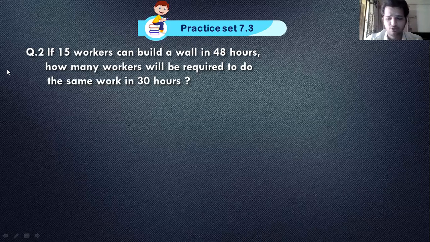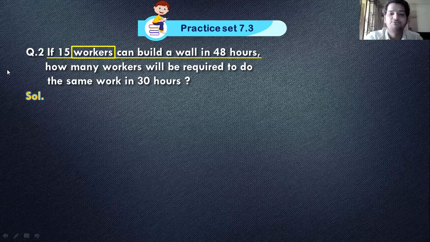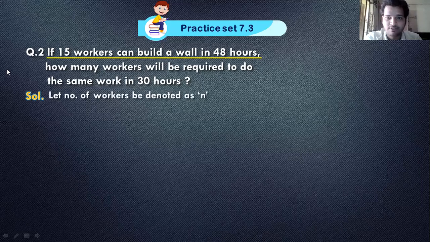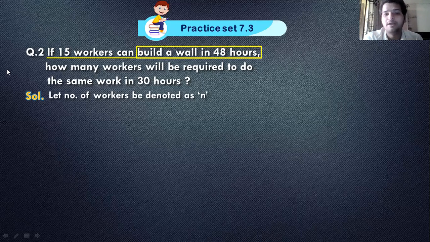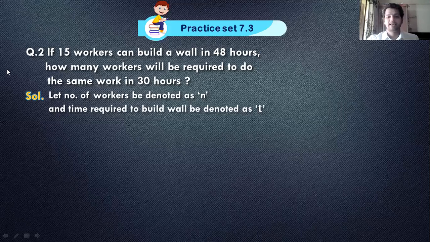So first of all, let us take into the example of the concept that if 15 workers are building the wall in 48 hours, so the number of workers is not given in the question. So we will assume it to be n. And whenever you make an assumption, your answer will always start from let. So let the number of workers be denoted as n. Now to build a wall in 48 hours, when you have the word hours, it means there is a time, and that also has to be assumed. So let the time required to build a wall be denoted as t.